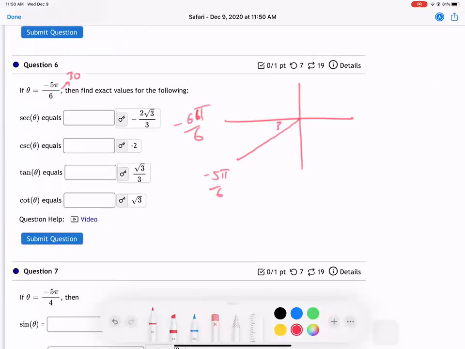And since we know it's a 30-degree angle, we know it's 1, 2, square root of 3. And you might have forgotten this, both of them being negative in quadrant 3, because we went left and down.